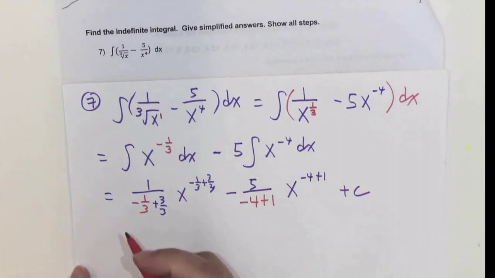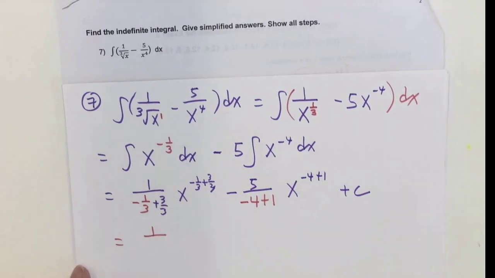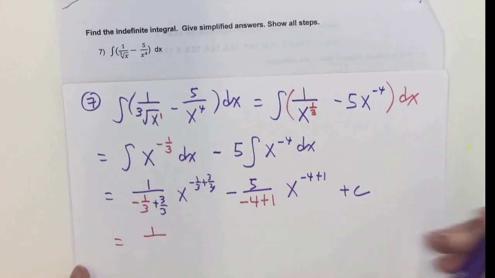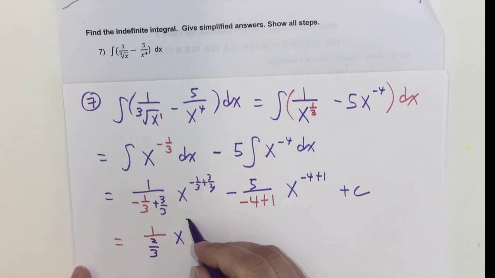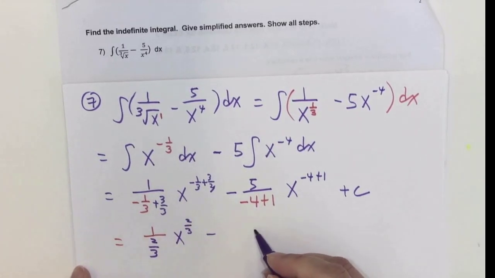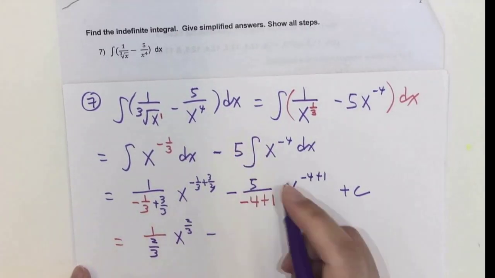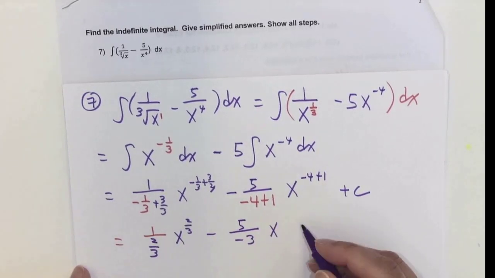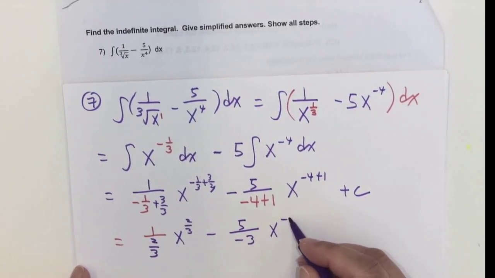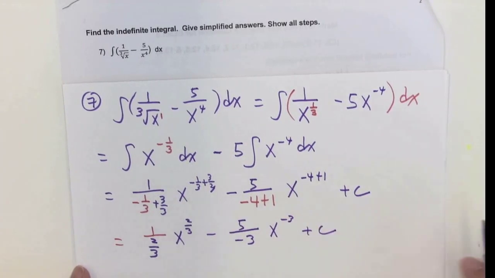Okay, so let's clean up the fraction part. 1/what? 2/3. This is x raised to 2/3 minus 5. You can put a 5 outside, but that part is just the denominator. So 5 over what? -3, and x also raised to -3, and then we need to add c, right?